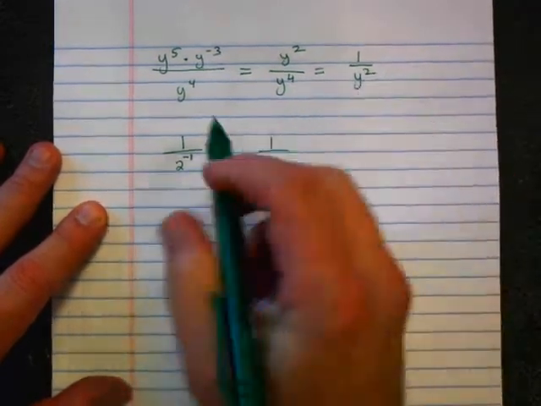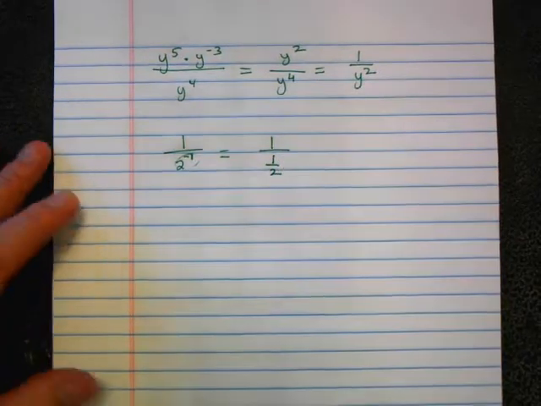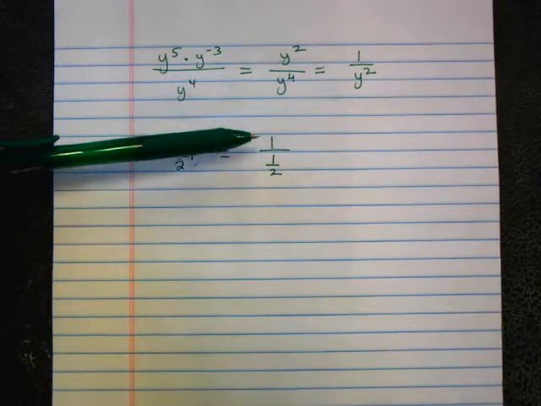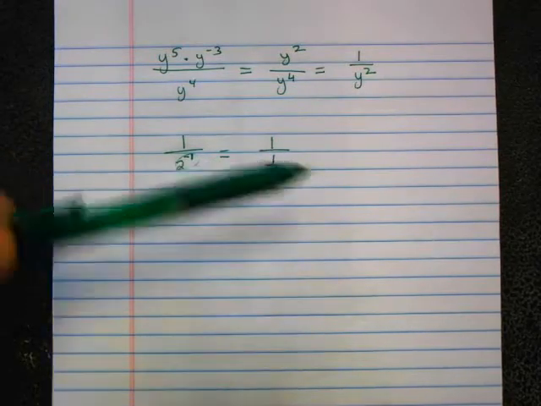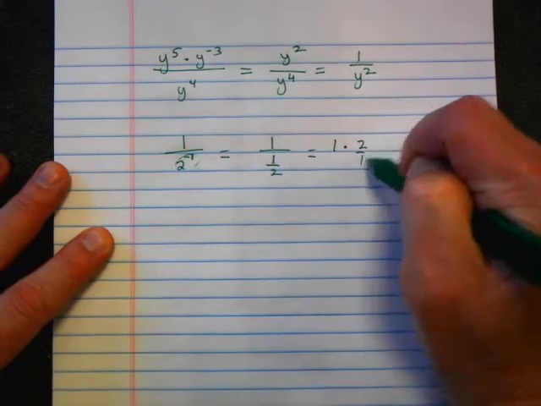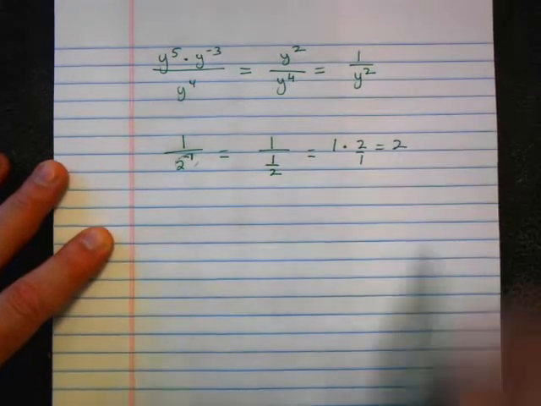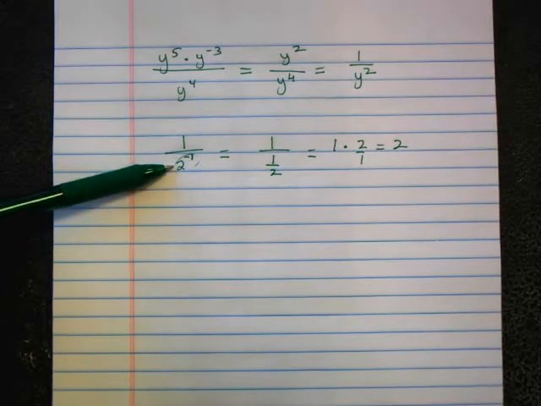1 over 2 to the negative 1, which is 1 over a half. Now, how do I take a nice number like 1 and divide it by a fraction like a half? I flip and multiply. So this becomes 1 times 2 over 1, which is 2. So, what happens when you have a negative exponent on bottom?